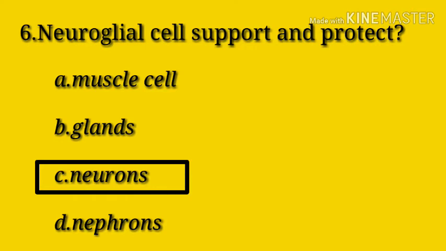Neuroglial cells are the supporting cells of the neuron. The functions of neuroglial cells are to maintain homeostasis and provide support and protection for the neurons. There are 4 types of neuroglial cells in the central nervous system. They are astrocytes, oligodendrocytes, microglia cells and ependymal cells.